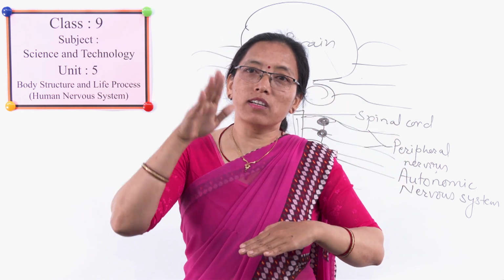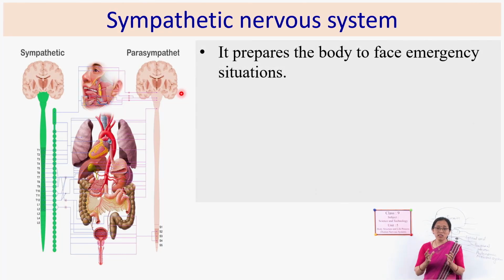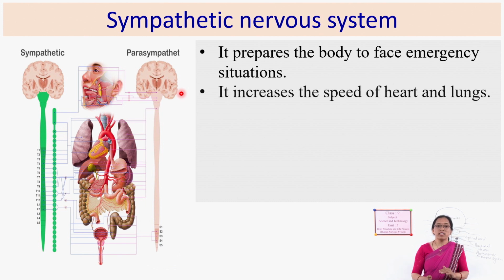So they are working simultaneously, but in opposite ways. One increases, another decreases. The sympathetic nervous system helps our body face emergency situations. I just gave you the example of facing a tiger. At that time your heartbeat increases, your blood pressure increases. Which system is working? The sympathetic nervous system. And simultaneously the parasympathetic nervous system brings you down, calms you down. In this way they work together.